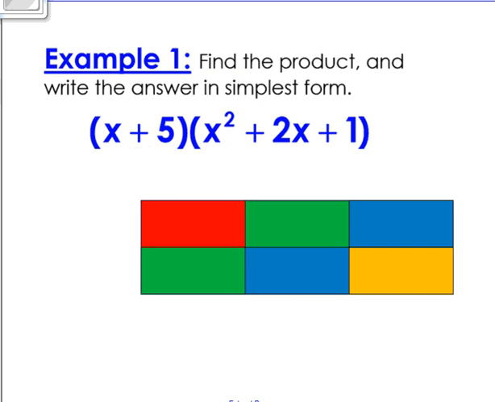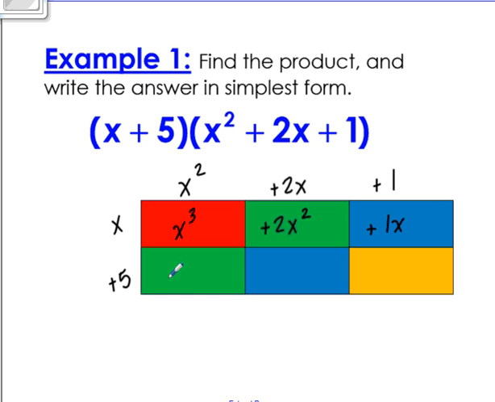This time with the box method, instead of a 2 by 2 box, because I have a binomial times a trinomial, I have a 2 by 3 box. That's really the only difference. So I've got x and then a positive 5 for the 2 side. And then for this, I have an x squared, I have a positive 2x, and I have a positive 1. So just like before, I'm going to multiply these two squares together. So x times x squared is an x to the third. And then x times 2x is a positive 2x squared. And then x times 1 is a positive 1x.